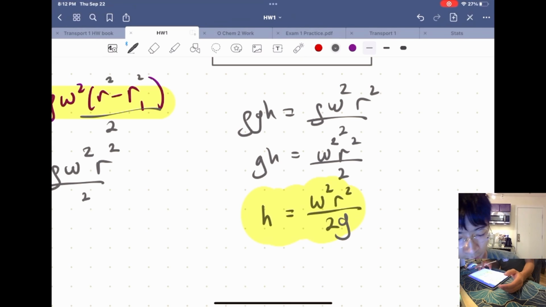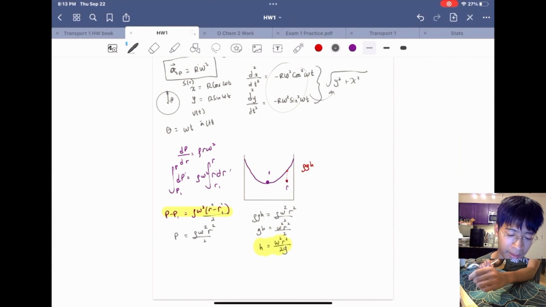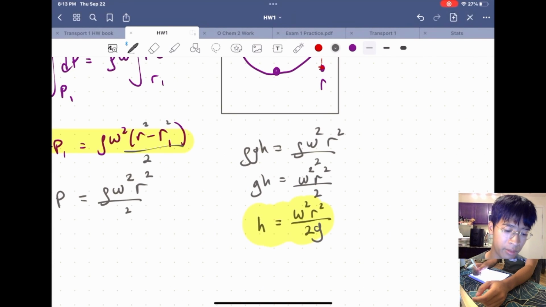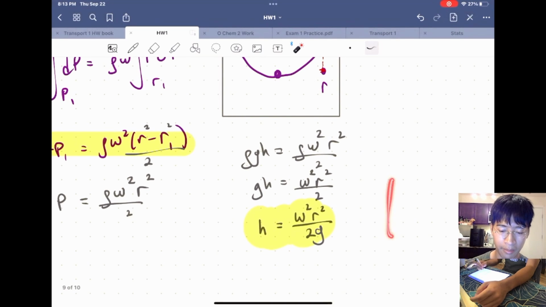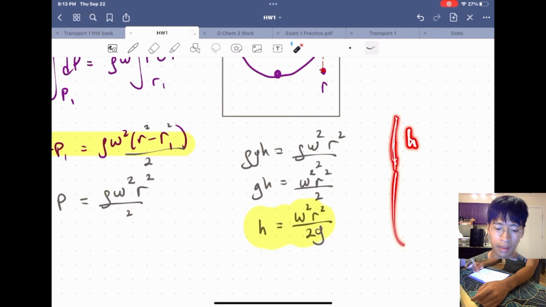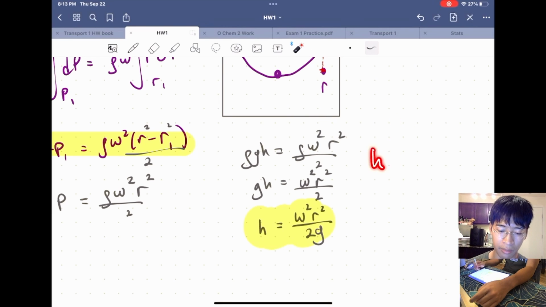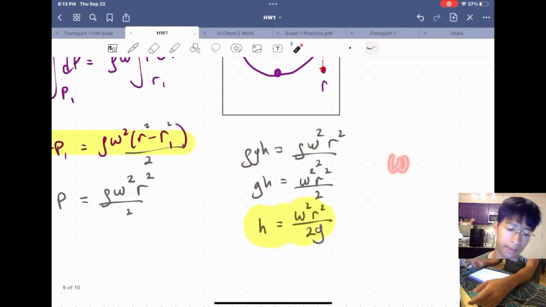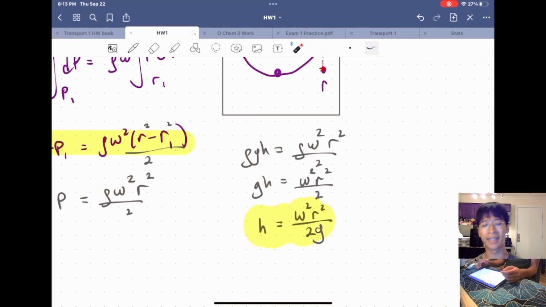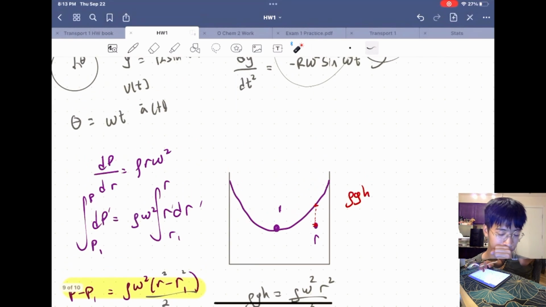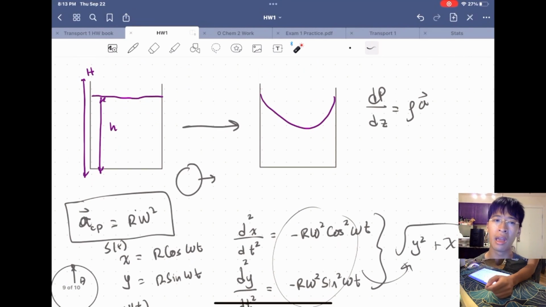Now what? You might be tempted to say, well, I have an expression for H now. If I know the initial height of my fluid, and now I know that there's some H added due to the angular acceleration, well, then I can just relate that to my angular acceleration and solve for that and say, boom, I have my maximum angular velocity. But that's not true.